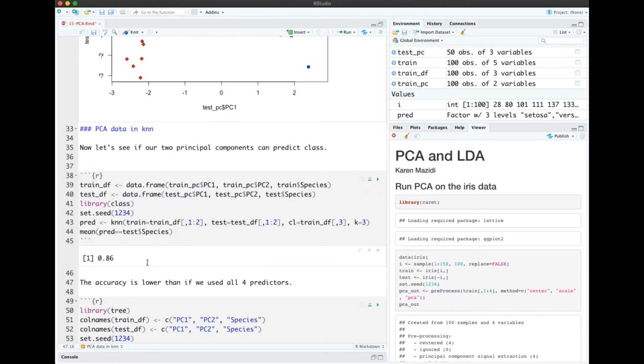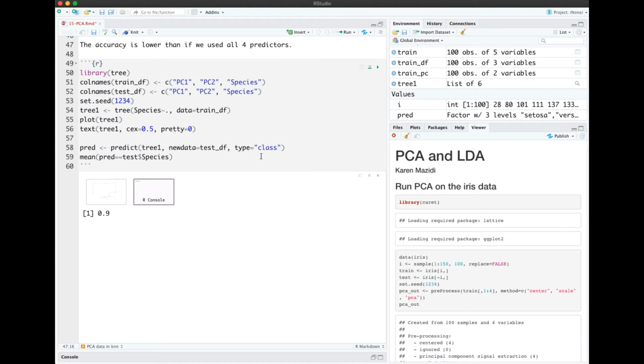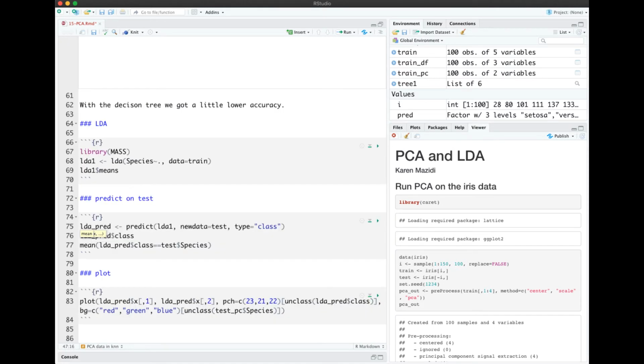Let's run KNN on that, and we see that our accuracy is 86%, which is lower than if we used the original predictors. On the decision tree, we got a 90% accuracy. Next, we look at LDA, linear discriminant analysis.